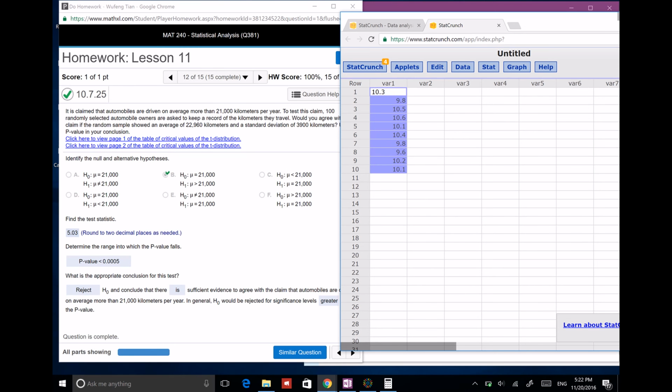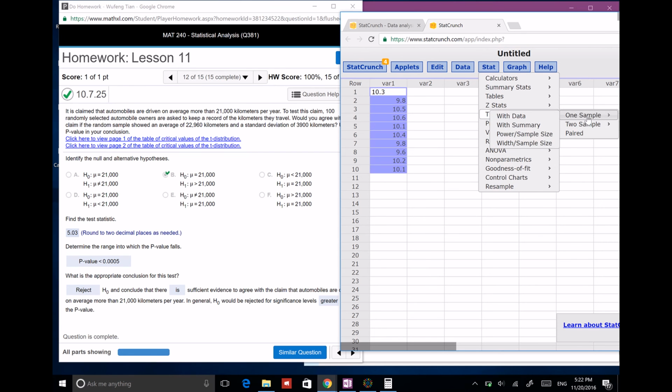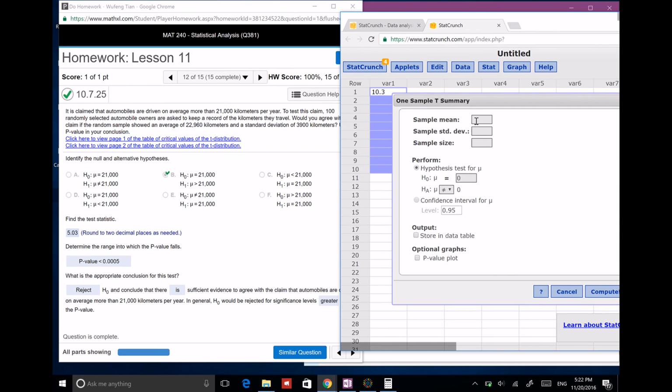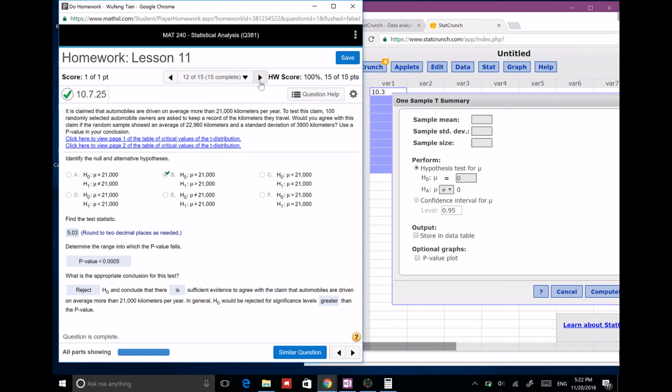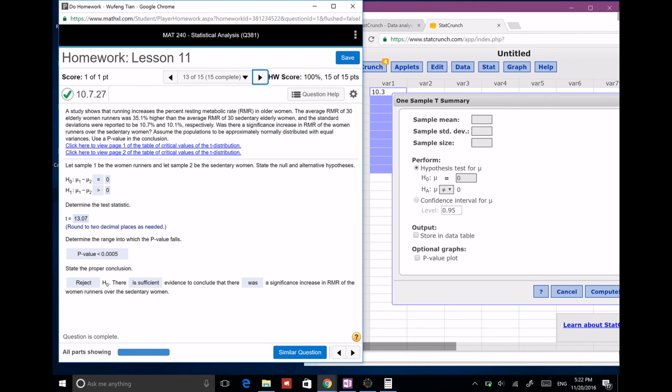Okay, so number 12. Find t. The statistic is the same thing. You would not have any trouble with that. You just use t distribution, one sample with summary. Type in 2296 here. Type in standard deviation. Type in sample size. You got that. It's pretty simple.